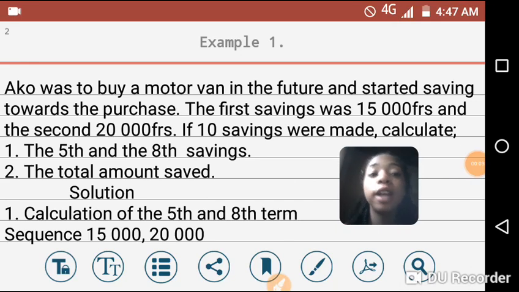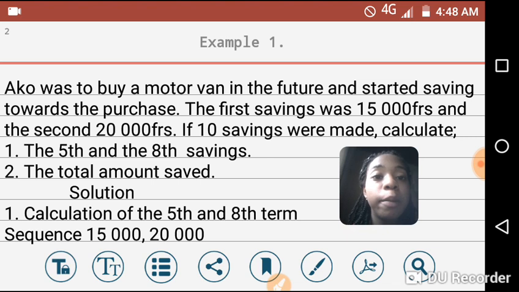We're going to continue with our lesson, that is progressions or series, and we're going to be solving an example under the arithmetic progression. Here I've prepared an example question for you to be able to understand what an arithmetic progression is, or how to solve arithmetic progression in business mathematics. So I'm going to read out the question. Please follow me as I read.